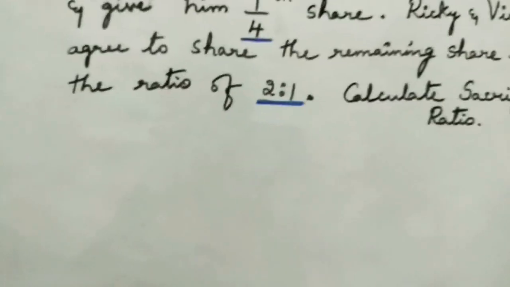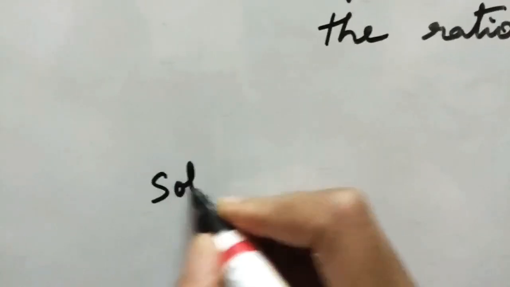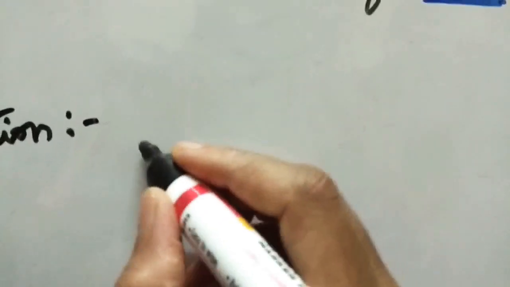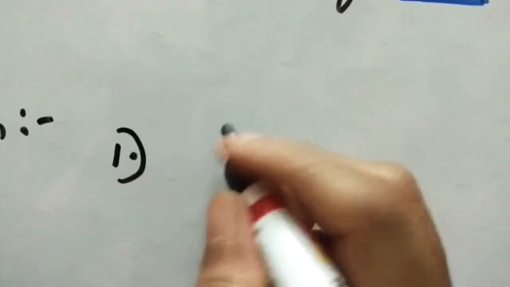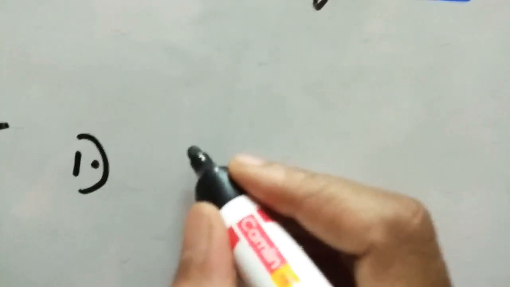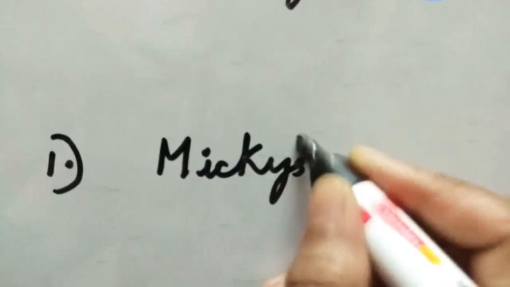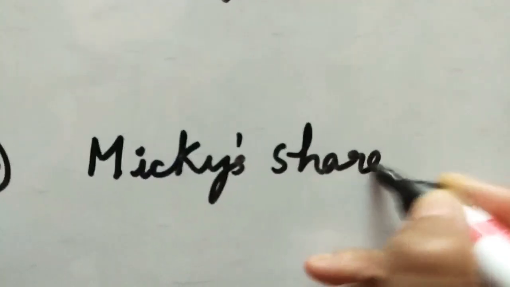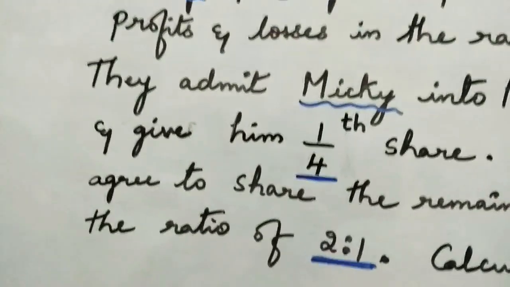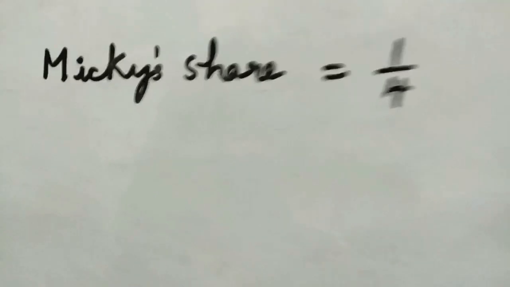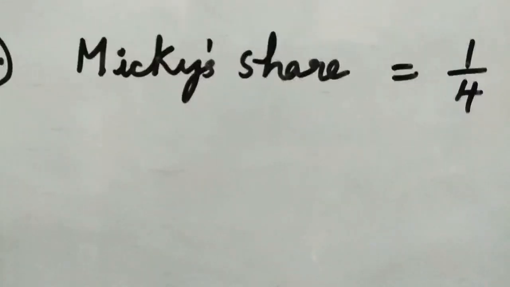How to find out? So going for the solution, first calculation which we want is remaining share, right? So for this we have to see what is the share given to Mickey. So Mickey's share, what is the share given to Mickey? The question, it is 1/4. So using this, we need to find out what is the remaining share.